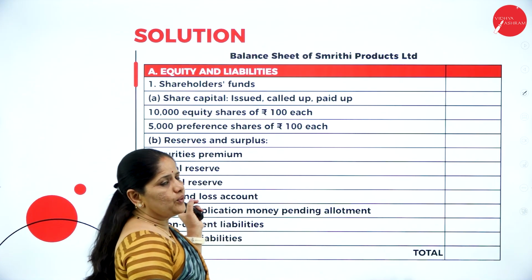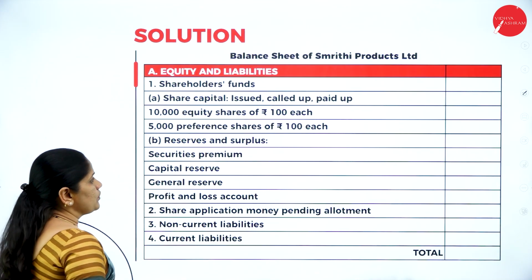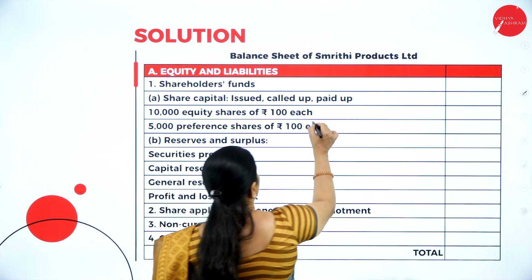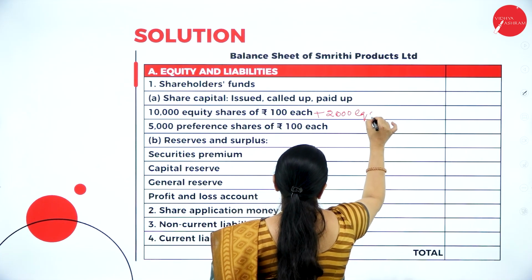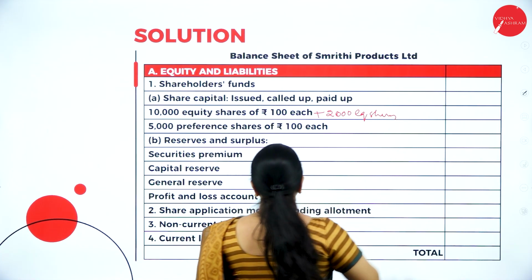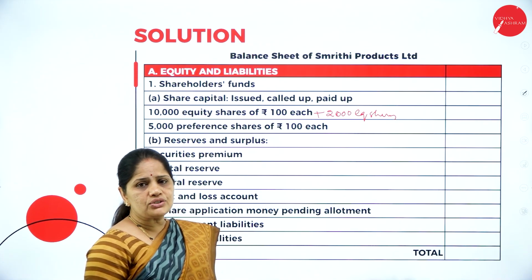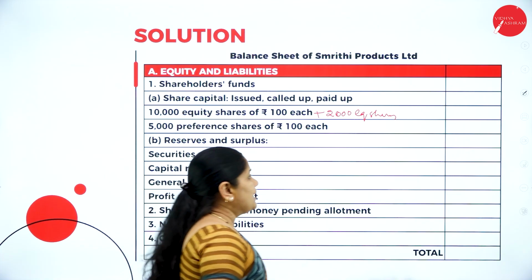Now going in for the balance sheet here. We have 10,000 equity shares of rupees 100 each. For this we have to add 2,000 equity shares. So that will come up to 12,000 equity shares. 12,000 into 100 will come up to 12 lakhs.